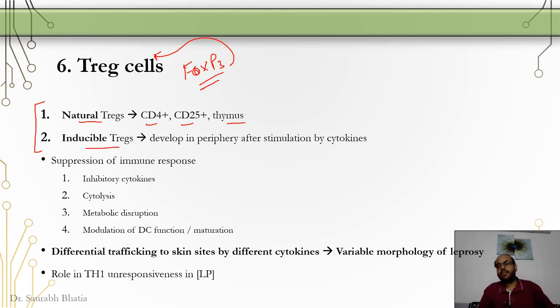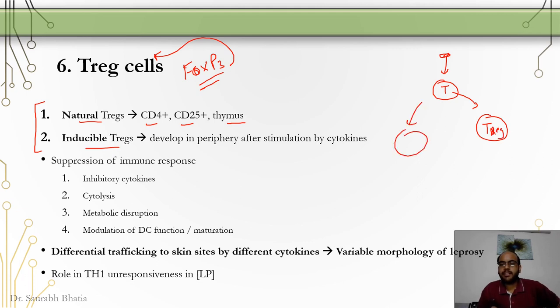Inducible T regulatory cells are matured T cells, and they develop in the periphery after stimulation by cytokines. So, a pathogen comes inside the body, there is a naive T cell, it gets activated and converts into regulatory T cells and effector T cells. Effector T cell is supposed to kill the bacilli, regulatory T cell is supposed to regulate this action.